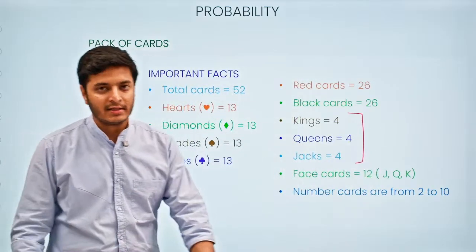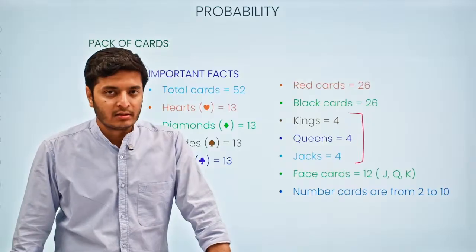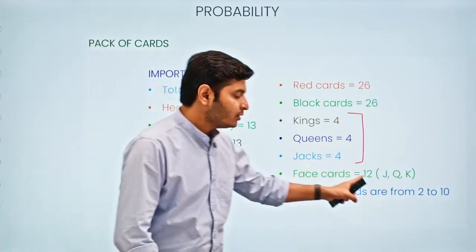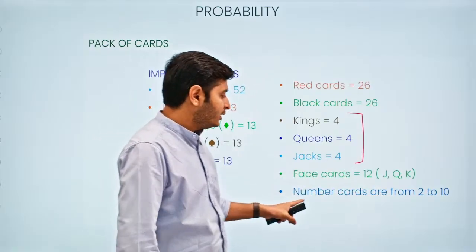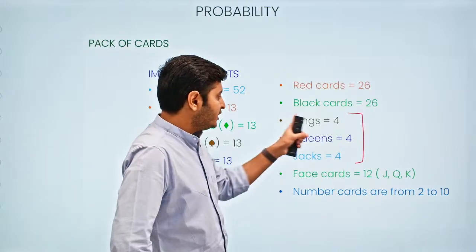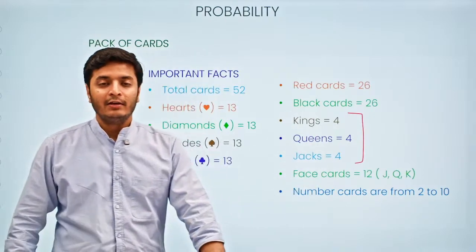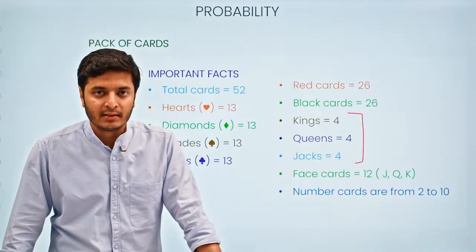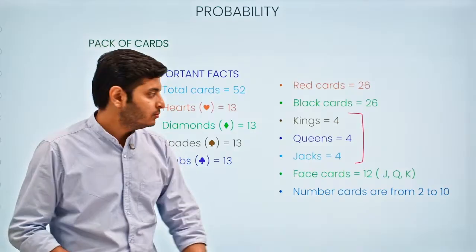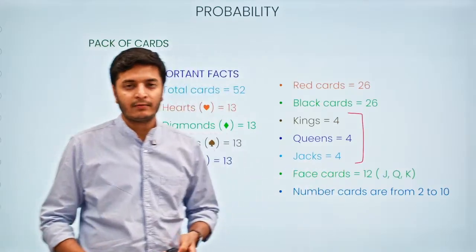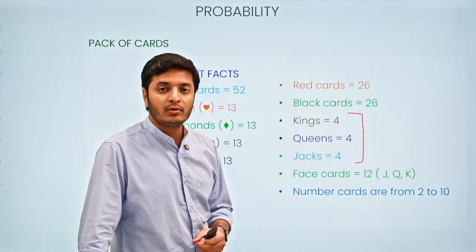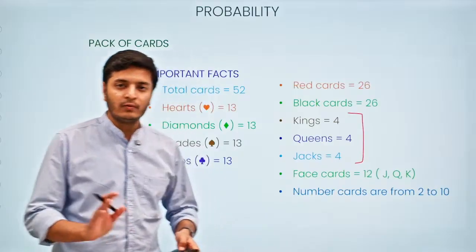Now, these kings, queens and jacks are also known as face cards. So, how many total face cards can there be? 12. The numbered cards are from 2 to 10. So, these three are known as face cards. We are not going to include aces here. Aces are not included in face cards. You need to remember this very carefully, because this is the most confusing part, the face cards. You cannot include aces here. So only 12 face cards.